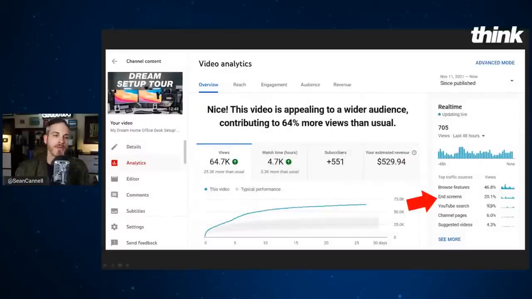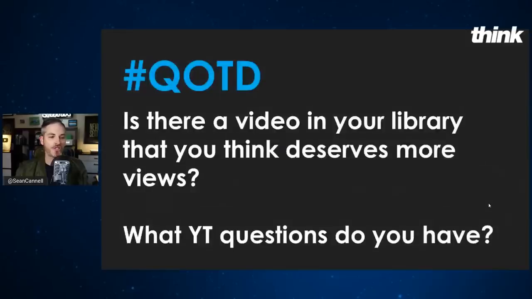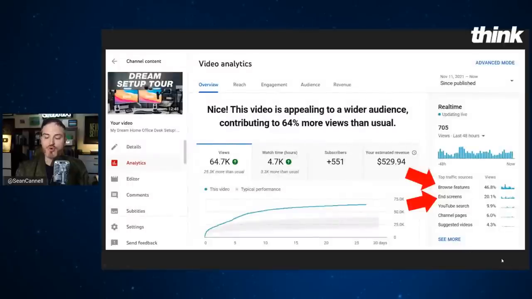And so they're promoting each other. And then watch. Here's the full-length video, which was doing well on its own. Browse feature is pretty good, 46%. But friend, the end screen is 20% of end screen views. So out of 705 views every 2 days, that's 141 views driven by end screens from the other video. Crazy, right?